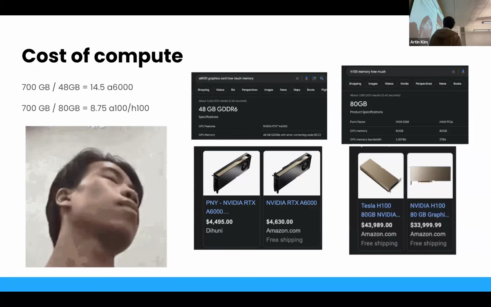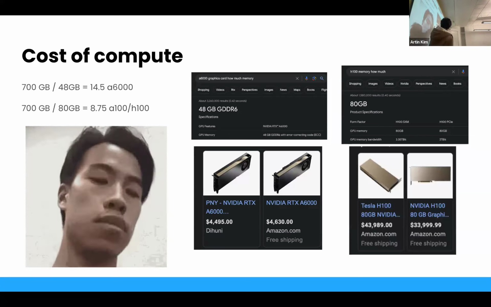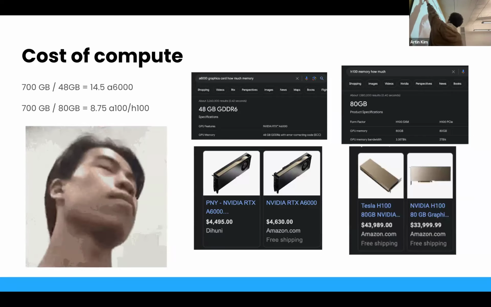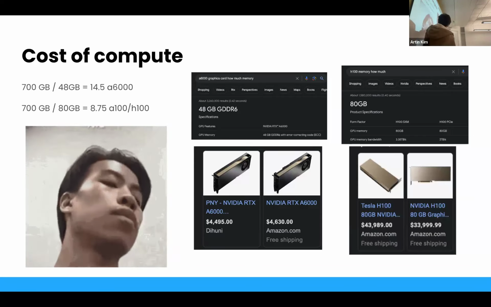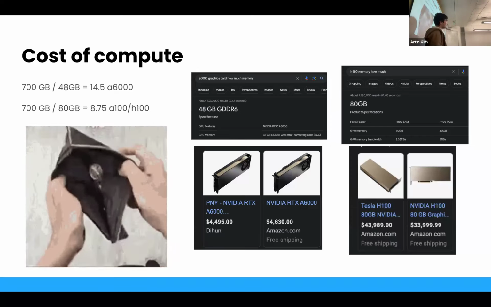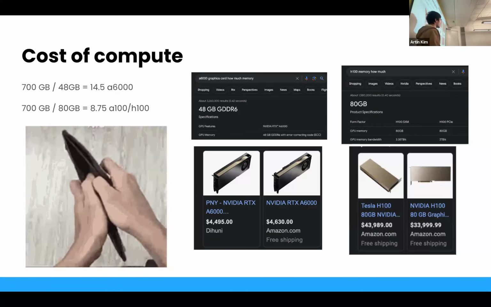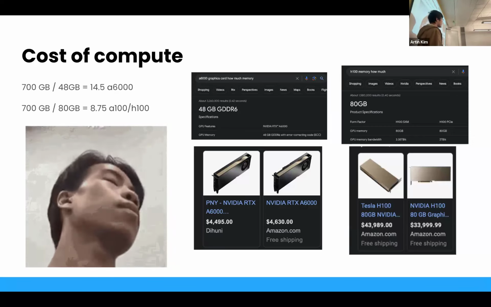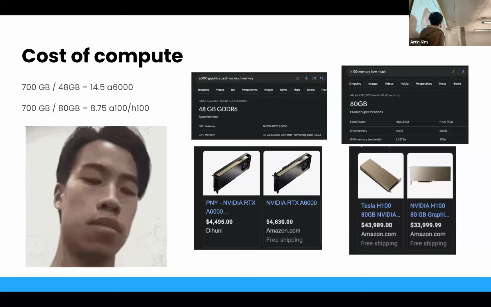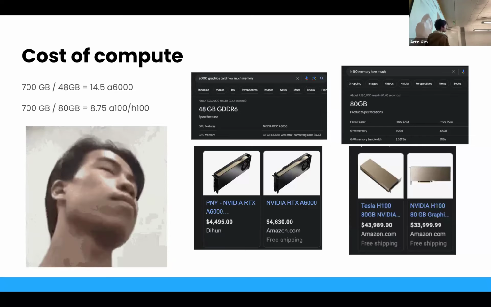But TLDR, if you want an A6000 with just 48 gigabytes, we do the math: 700 gigabytes divided by 48 is 14 of these. Someone do the math, that's a lot of money, okay? Just to run the model. You're using ChatGPT for free, but actually running it on a server, you'd have to pay that much just to get enough GPUs with RAM to run it.